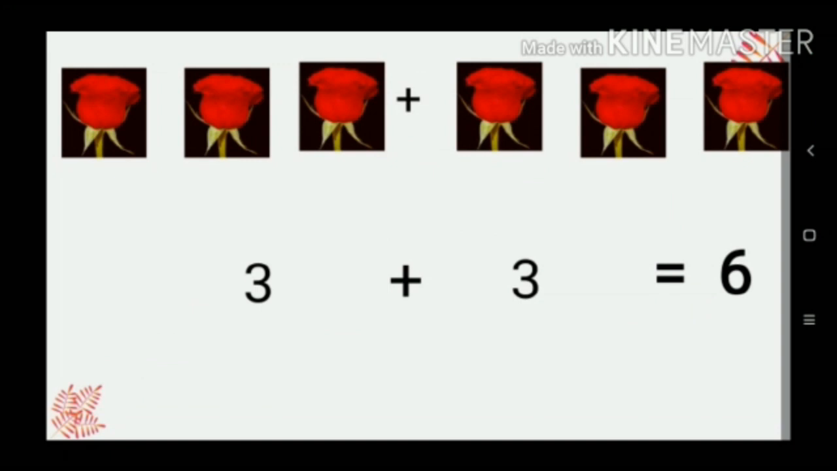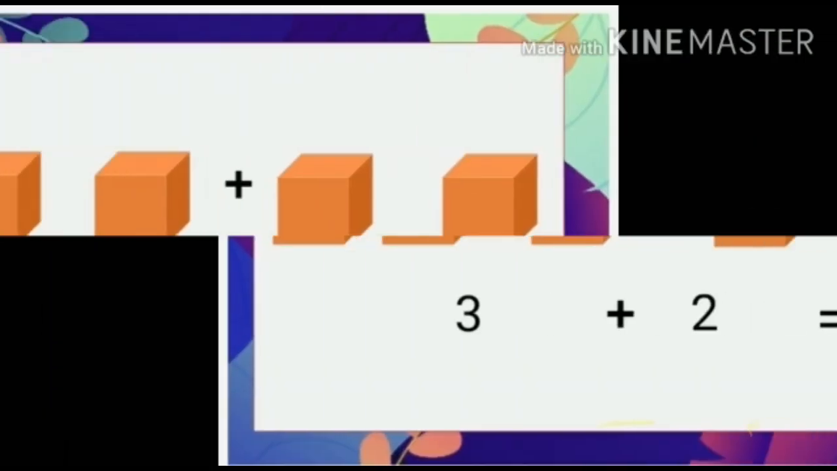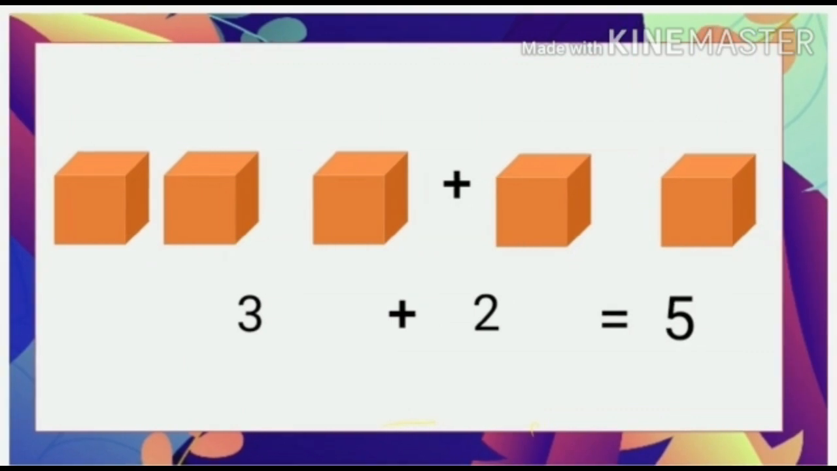Example 2. Here are some roses. Let us count and add 1, 2, 3. Let's keep 3 in mind and count forward 3 steps more. 4, 5, 6. So how many roses are here? Here are 6 roses. Very good.